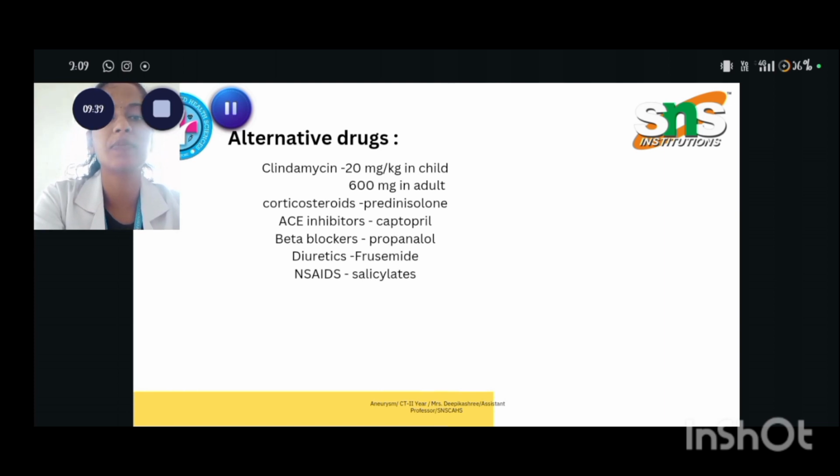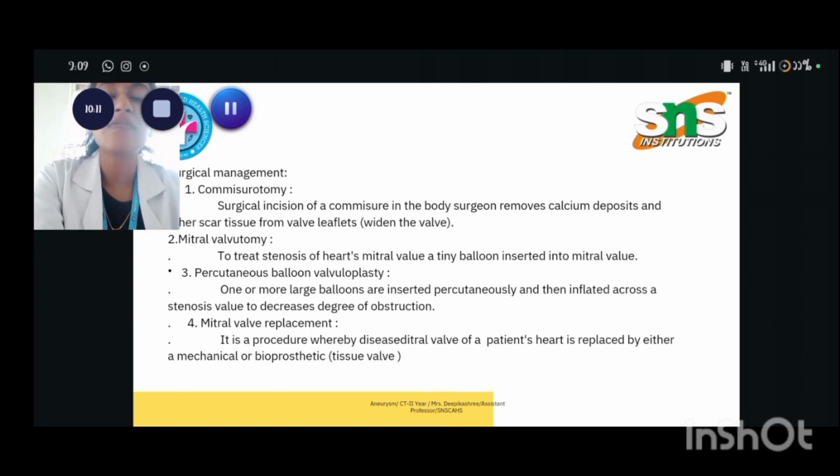So one example of ACE inhibitors is captopril, and beta blockers, for example propranolol. Diuretics are provided to the patient with RHD; their main goal is to eliminate excessive fluid from the body, for example furosemide or Lasix. Then the last one is NSAIDs, non-steroidal anti-inflammatory drugs, for example salicylates. After that, medical management.